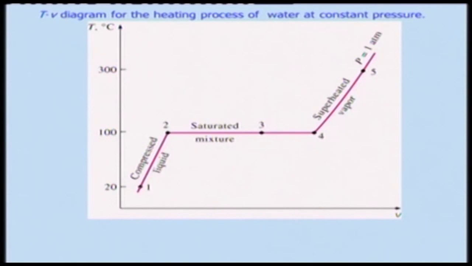If you look, we started here with 20 degrees Celsius, right, and this we call a compressed liquid or subcooled liquid. Then the temperature remains constant, and this point we call the saturated liquid point, right. In this region there will be a mixture of both the liquid and its vapor, and keep in mind that temperature is remaining constant, and this we call the saturated vapor point. And as you go beyond this and add heat, there will be an increase not only in the specific volume, but also in the temperature, right. This we call a superheated vapor, right.